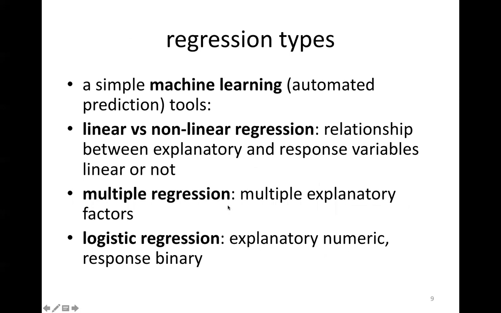You could also have simple linear regression with a single explanatory variable versus multiple regression with multiple explanatory variables, which could also be linear or non-linear. The distinction of multiple regression is that you have multiple explanatory variables and a single response. And logistic regression is a special type of regression in that the explanatory variable is numeric, but the response is binary. The response is 1-0 type. And we'll also briefly learn about that at the very end.